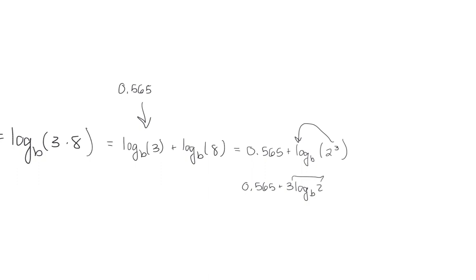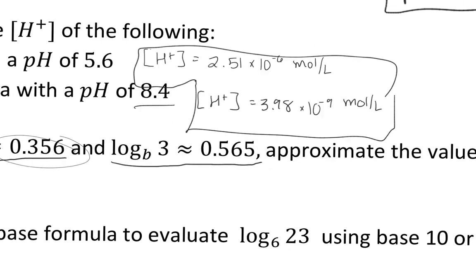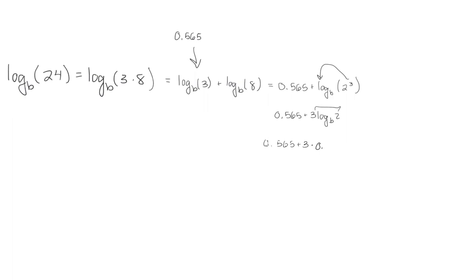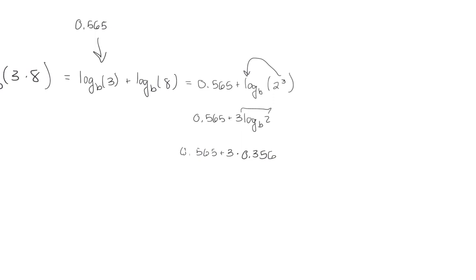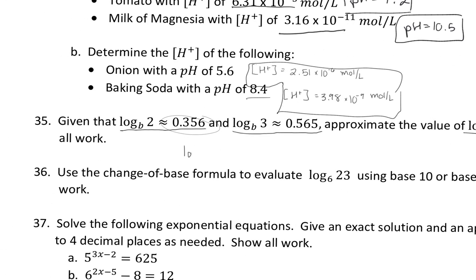Again, we know what this value is. So this is going to be 0.565 plus 3 times the value of log base b of 2, which was this. So plus 3 times 0.356. And then plugging that into our calculator will give us that log base b of 24 is about equal to 1.633. Then I'm just going to go ahead and put that over here. So log base b of 24 is about equal to 1.633.